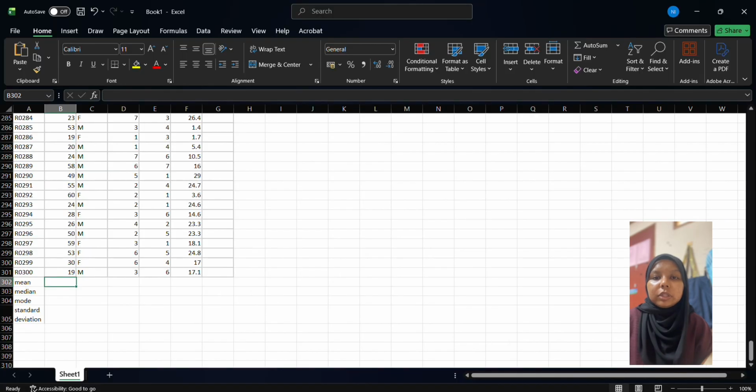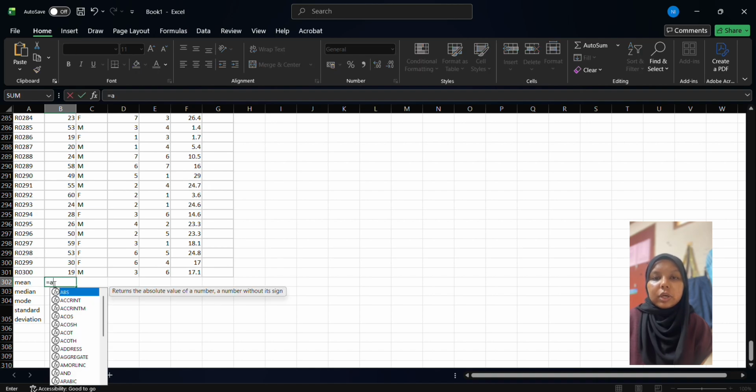Firstly, copy all the data by dragging down from the top left to the bottom right that has the data at row 301. Then paste it into your Excel.